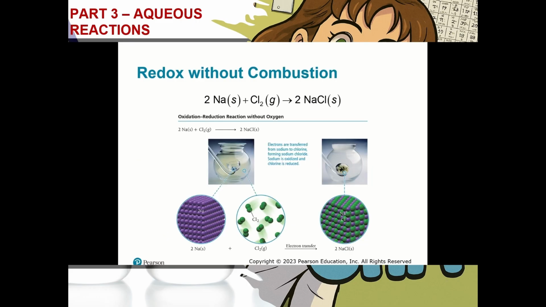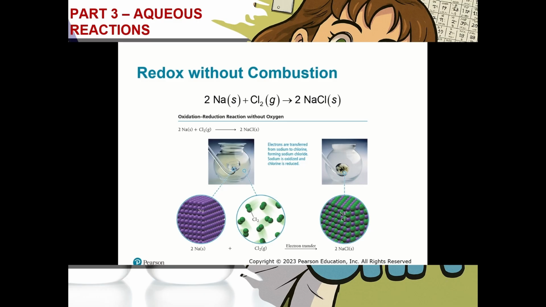And also we can have a redox without combustion. Not all redox reactions involve fire. You saw the example in our bodies as well. Many happen quietly, like metal corrosion, the rusting, right? Or biological processes, like cellular respiration.